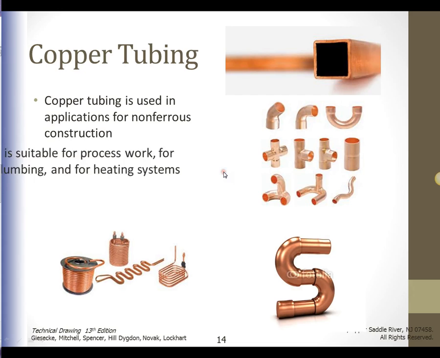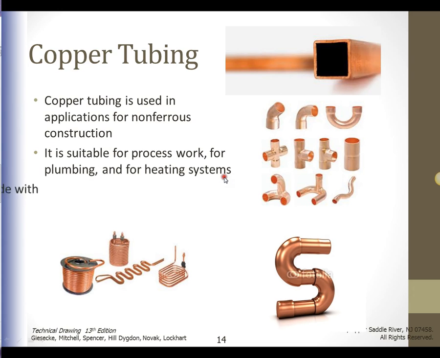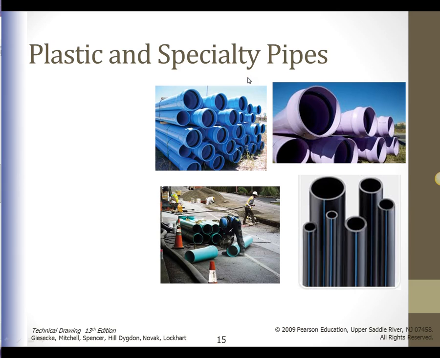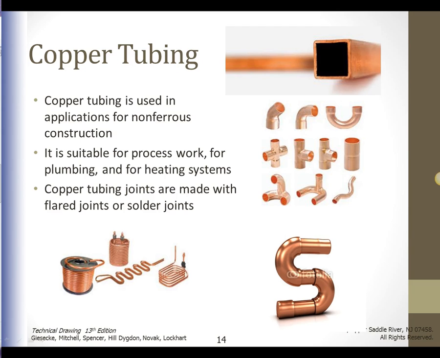Copper tubing is used in non-ferrous construction. It's suitable for typically plumbing and heating work. Now, copper tubing is typically in sizes of 2 inch and below. It is suitable for plumbing and heating systems. Copper tubing is made of hard temper and soft temper tubing. Hard temper tubing is much stiffer than soft tubing and is used when rigidity is desired. Note, copper tubing joints are made with flared or soldered joints.